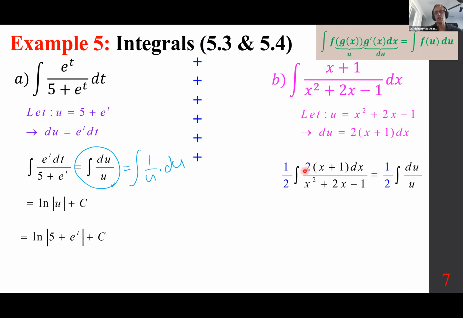That means we are multiplying. To undo it, we divide by it or multiply by its reciprocal. Again, this gives us natural log. Replace the u, and we are done. This has to remain in an absolute value because the expression may be positive or negative.